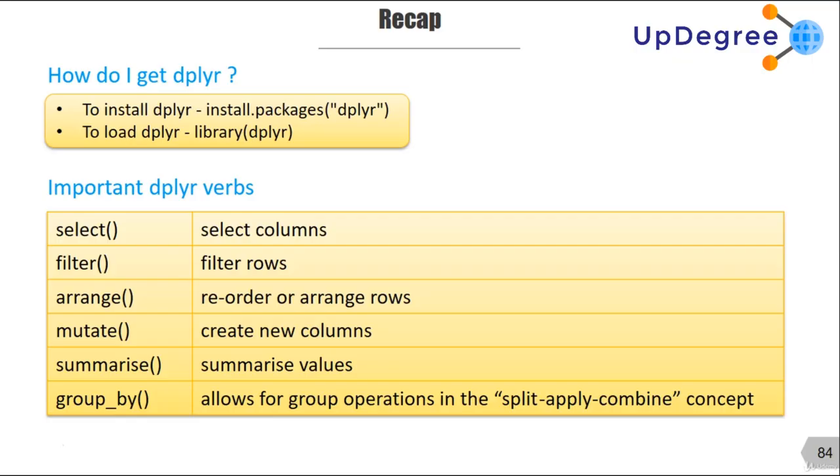Mutate is about creating a new column from an existing column. And then we learned summarize. Summarize is nothing but a function that gives you a summarized value of those rows. And we will be discussing group by in a moment. Group by allows for group operations in the split, apply, combine concept. We will be discussing it in a moment.